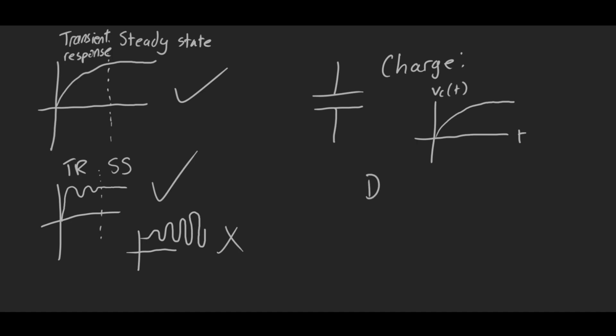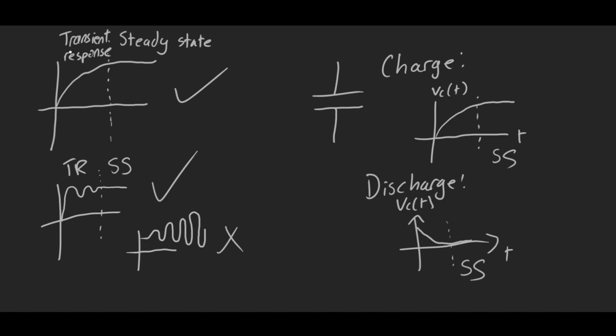And if we were to discharge the capacitor, again, we have time on the x-axis and the voltage across the capacitor as a function of time on the y-axis. The plot would look like this. It would exponentially decrease until it reaches steady state. So again, by analyzing these two plots for charging and discharging of a capacitor, on the right hand side of both we have steady state. On the left hand side of both we have transient response. I will now further discuss the charging and discharging of a capacitor.